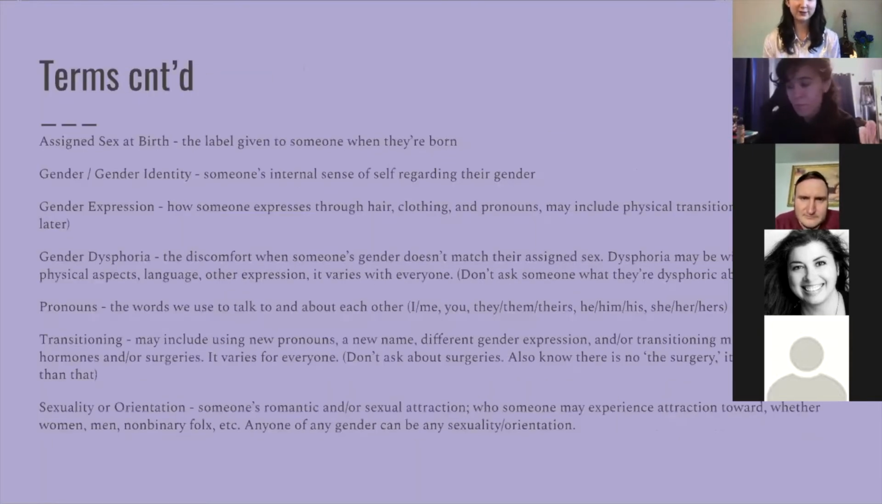All right, a little more of running down some terms before we get into it. Assigned sex at birth, I've mentioned already, is pretty self-explanatory. It's the labels given to someone when they're born. This is typically the phrase you want to use rather than saying someone used to be a different gender. It's another way of saying they were born female, but rather than saying born in a female body or they used to be a man or any of those things, assigned sex at birth, like assigned female or assigned male at birth, is the best way to go about it.